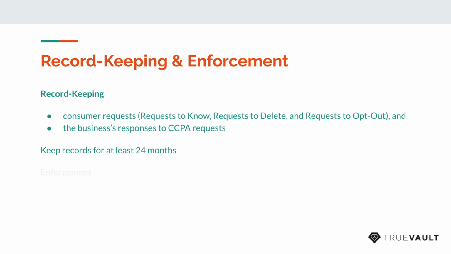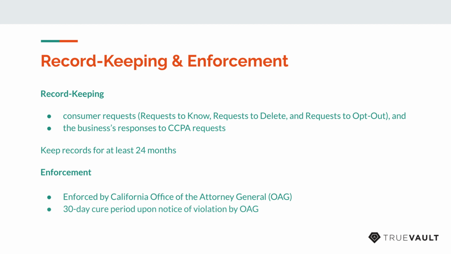The California Office of the Attorney General, or the OAG, enforces the CCPA. If the OAG becomes aware of a violation, it will give the business a 30-day cure period. For uncured violations, the OAG could assess civil penalties up to $2,500 per violation or $7,500 per intentional violation.